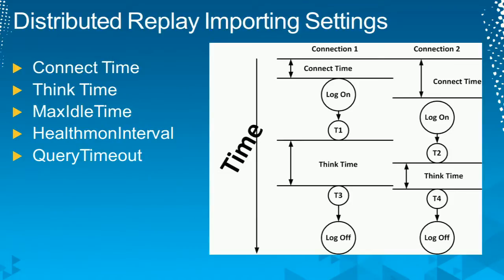You've got the health mon interval, and this is a setting that tells it how long to wait to resolve deadlocks, if there's any deadlocks that are caused while running the replay. And the last one is the query timeout. So this is just going to tell the SQL server, going to tell distributed replay how long to wait to kill a query if it runs longer than X number of seconds. So I think 30 or 60 is the default. And if your queries in your OLTP app are running longer than that, you've probably got other issues you need to worry about on top of that.